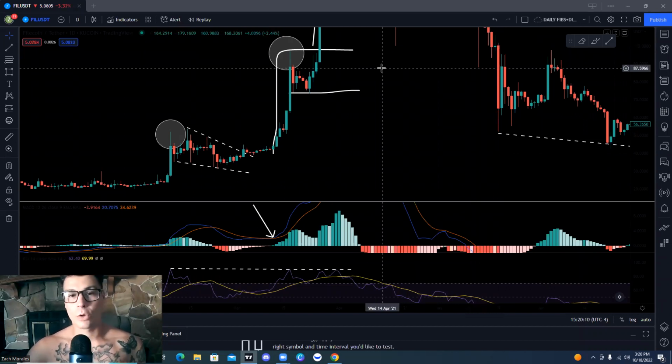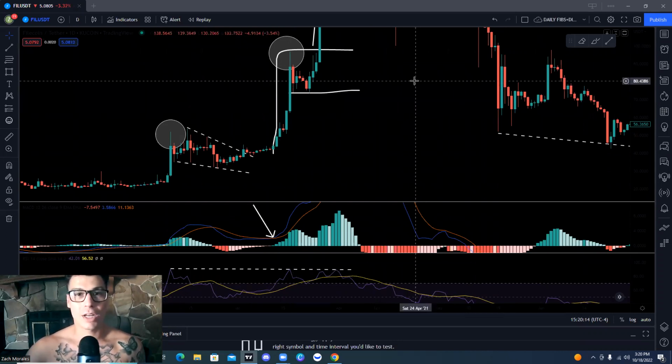Gonna break down Filecoin, okay? Ticker symbol FIL. We're gonna be looking at the daily chart here. Gonna give you guys a complete breakdown of the entire chart history.